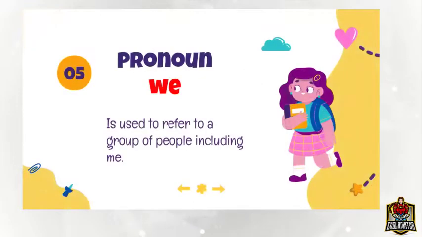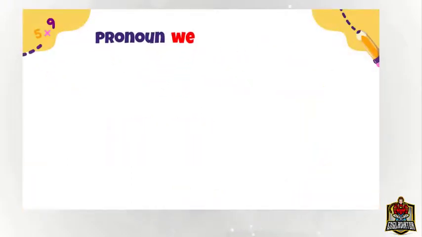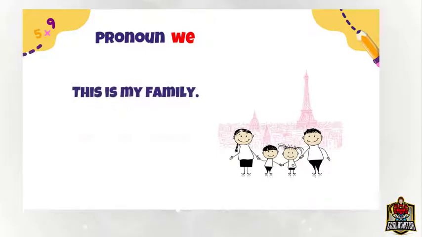Pronoun we. Pronoun we is used to refer to a group of people including me. For example, this is my family. We live in Paris. Here, we replace the subject noun my family with the pronoun we.